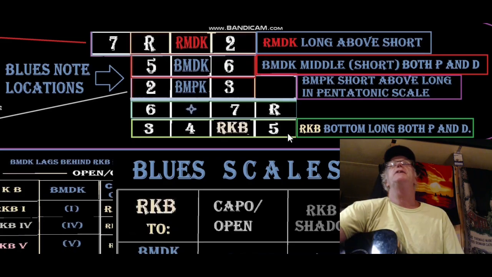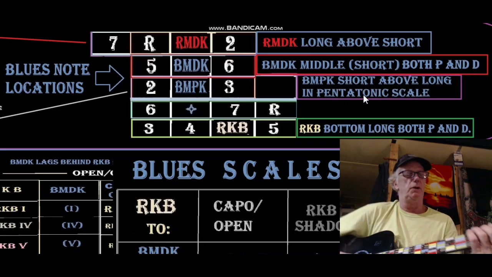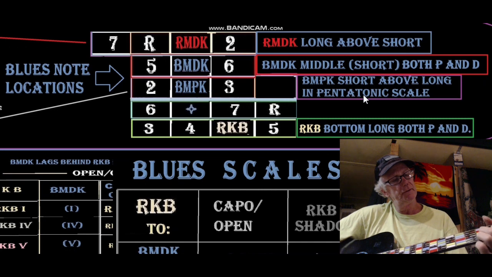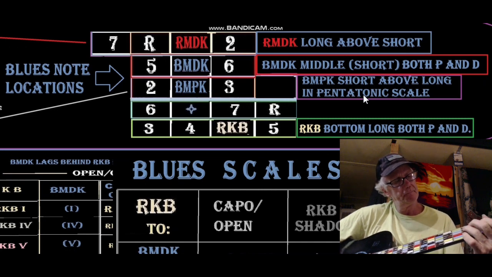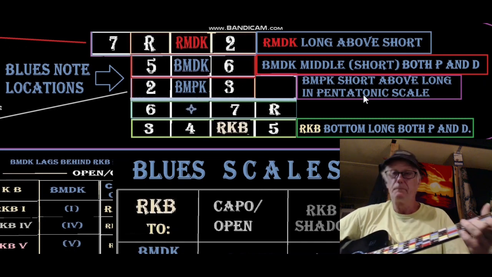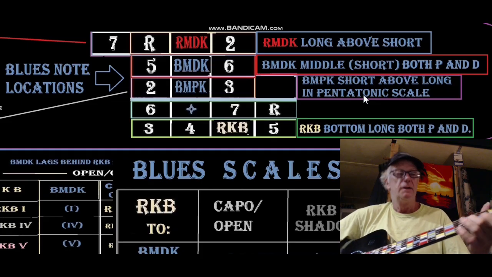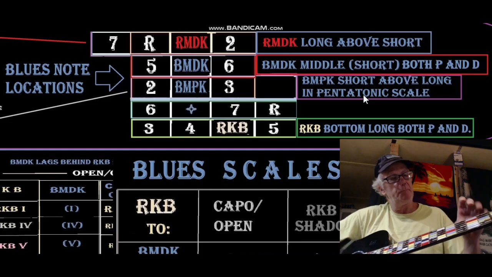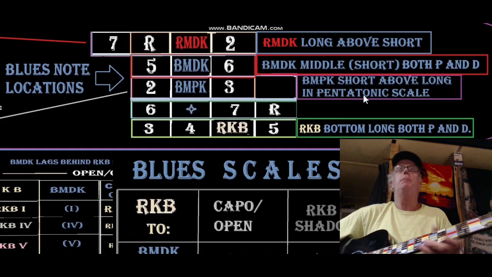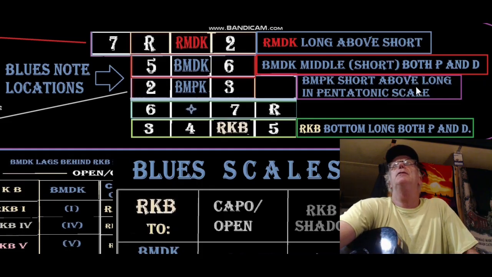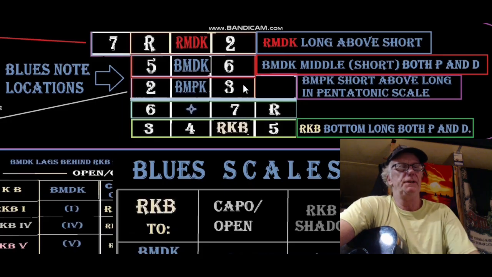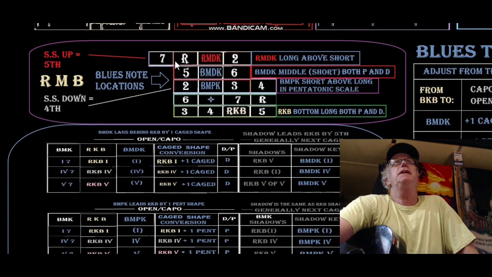But where is it? It's the short one above the long one. So it would be like this. Right there. It's on the 4th string from the bottom. It's the short one above the long long one. There's only one short one above the long one. Okay.